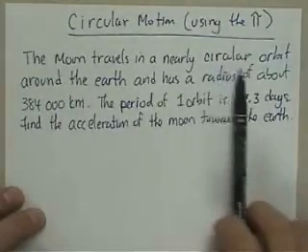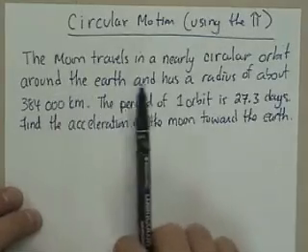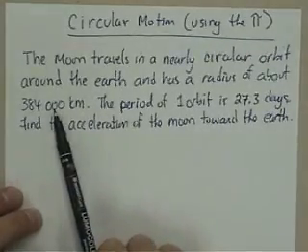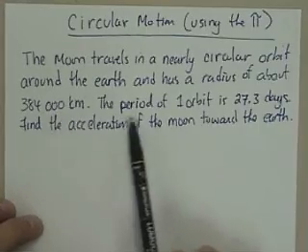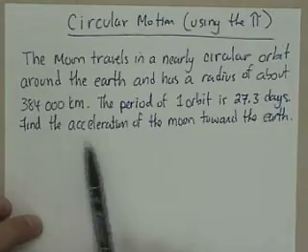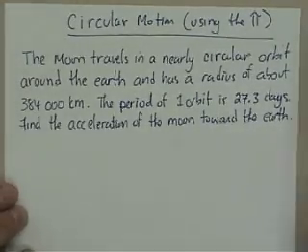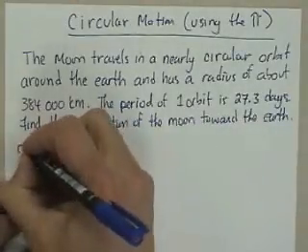It's going to be the moon traveling around the Earth in a circular orbit. It's nearly circular, but for this question we're just going to say it's got a circular orbit of 384,000 kilometers. The period of one single orbit is 27.3 days. We're going to find the acceleration of the moon towards the Earth. So we're trying to find AC. Let's write down our info.